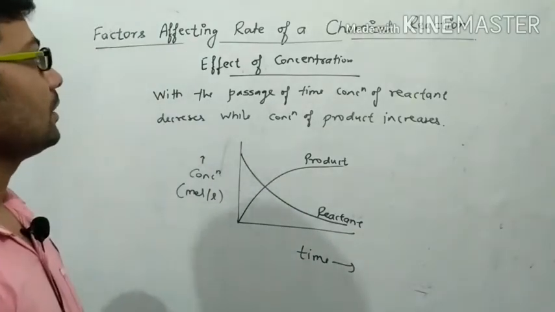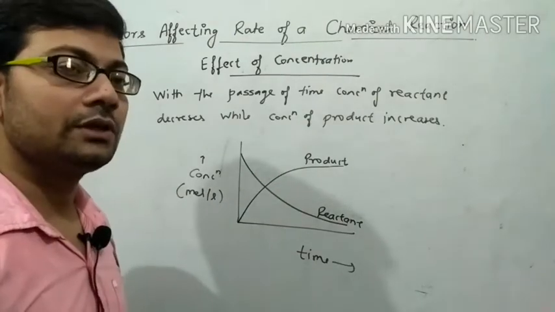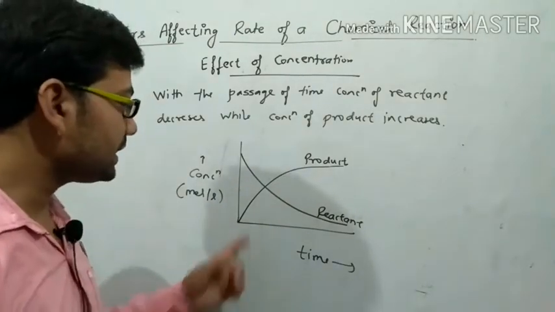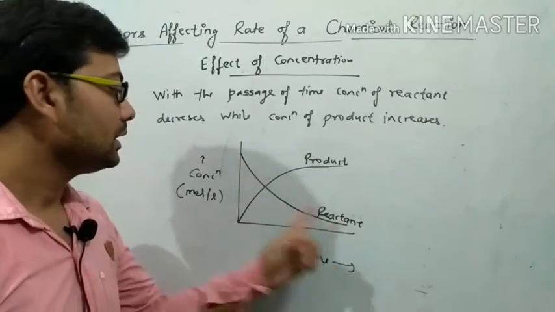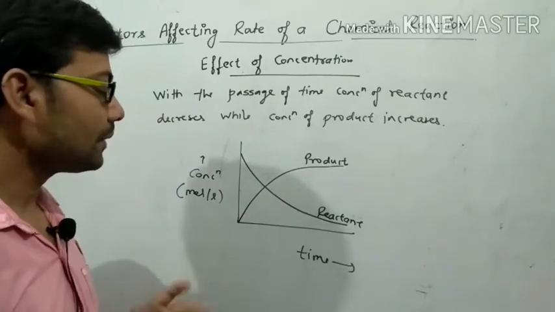Now, as you know, in this graph the concentration of reactant decreases, and the concentration of product increases with the passage of time. Okay.